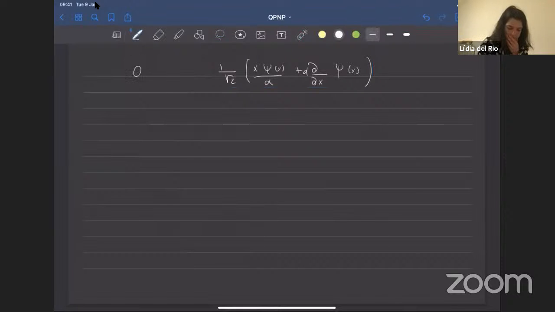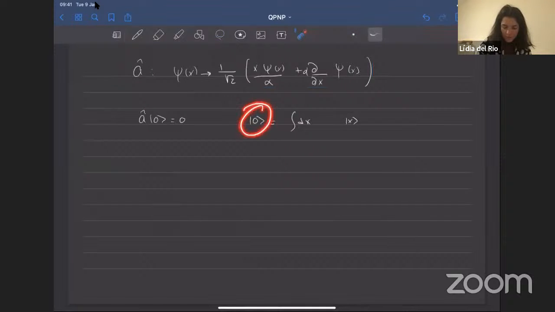So what we know is that A acts on psi of x and takes it to this. And now we need to see that A applied on 0 must give us 0. But what is 0? Well, 0 is a state in a 1D system. Look at the basis 0, 1, 2, and so on; it is different from this basis x. Okay.